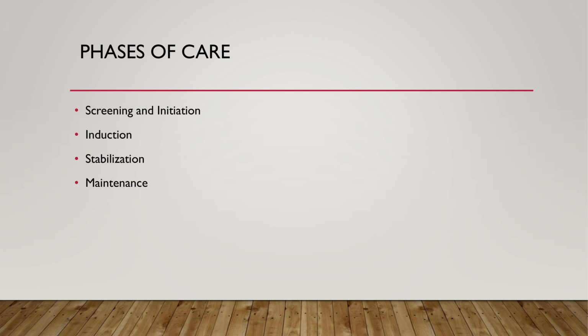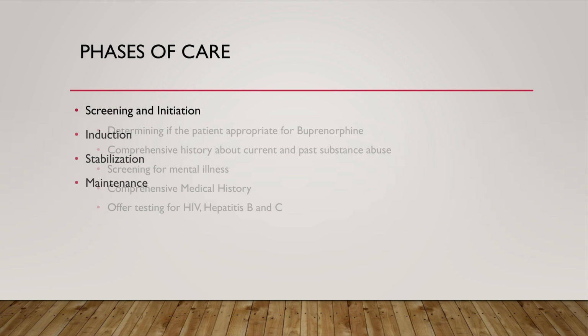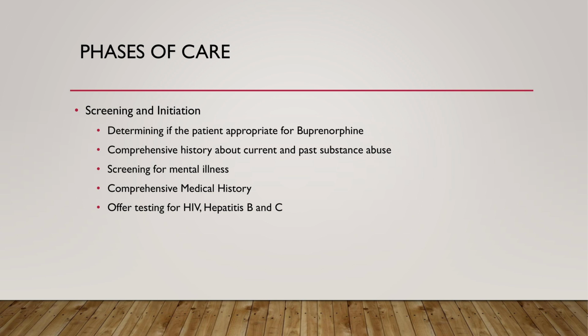So the phases of care, I'm going to go through those and kind of initiating care for a patient going from the opiate that they're abusing onto buprenorphine. And so those phases are screening the patient and then talking about initiation, induction, stabilization, and maintenance. So for screening, first, of course, you're going to be determining if the patient's appropriate for buprenorphine, and that's going to be taking a very comprehensive history about their current and past substance abuse.